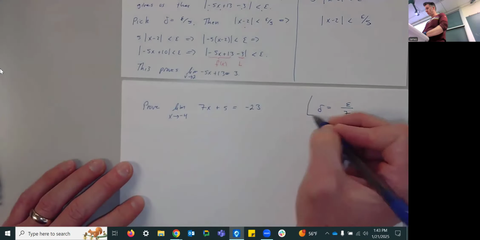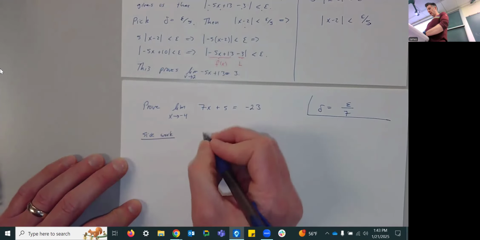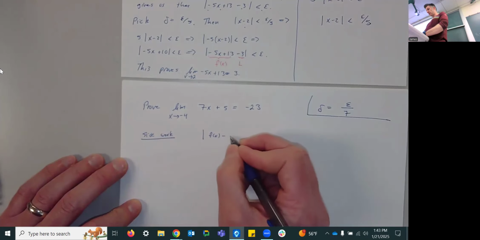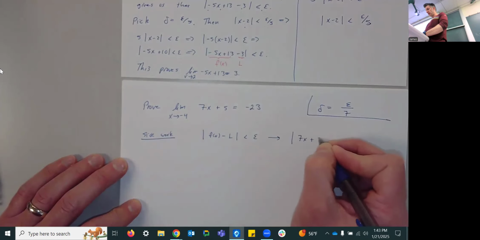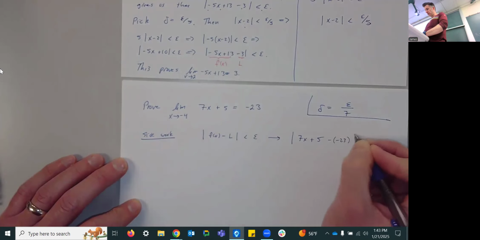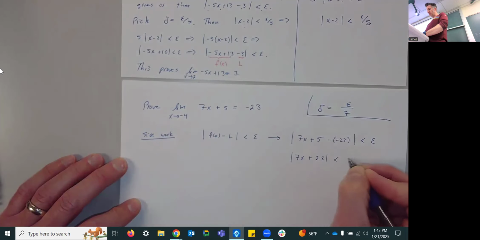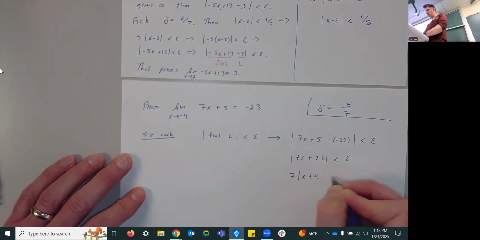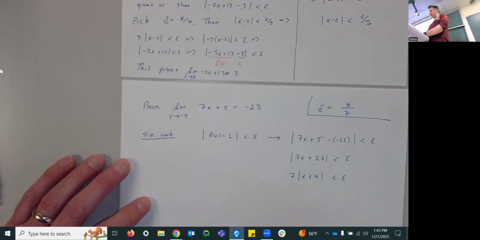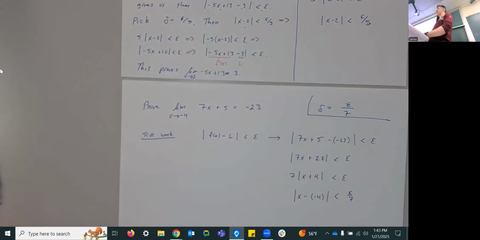Okay, but we're still going to show the work. So here's our side work. We start with the absolute value of our function minus the limit less than epsilon, which becomes the absolute value of 7x plus 5 minus negative 23 less than epsilon. Simplifying, we have the absolute value of 7x plus 28 less than epsilon. Not surprisingly, we can factor out a 7, leaving the absolute value of x plus 4. I'm going to write this as epsilon over 7, and instead of x plus 4, x minus negative 4, just to be super explicit.